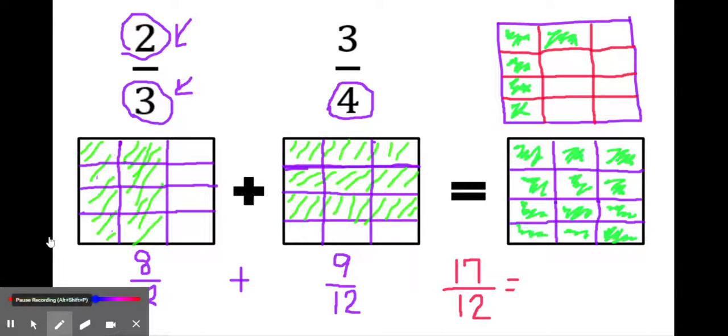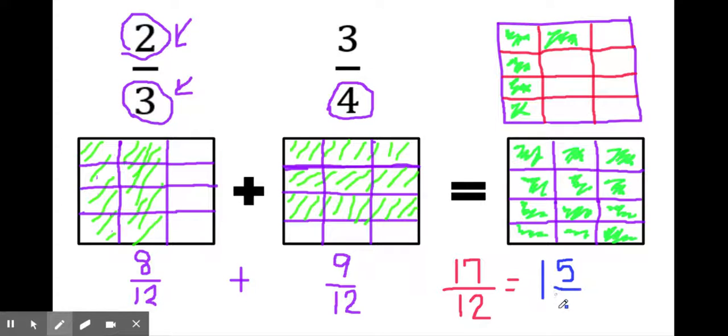8 plus 9 is 17, and we keep the same denominator, which is 12. So we have 17 twelfths. If we divide 17 twelfths and turn it into a mixed number, we will have 1 and 5 twelfths, which is our final answer. Now we have 1 whole that has been shaded and 5 out of 12 that represents our answer.